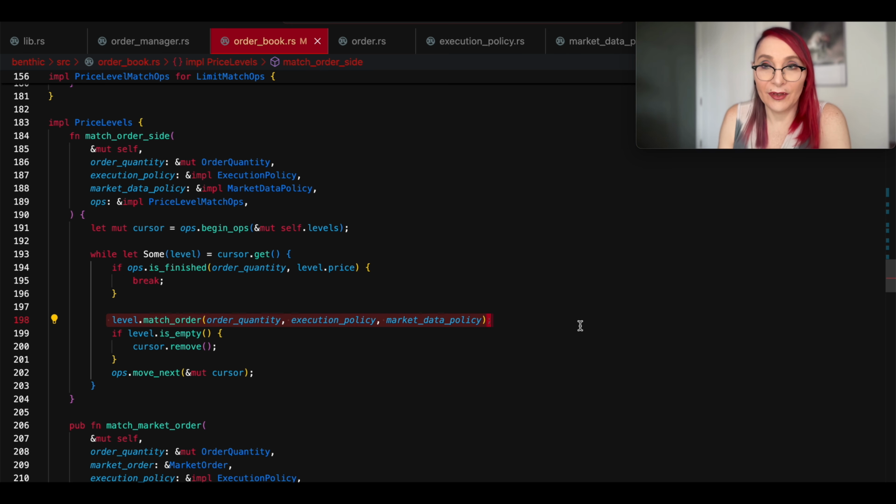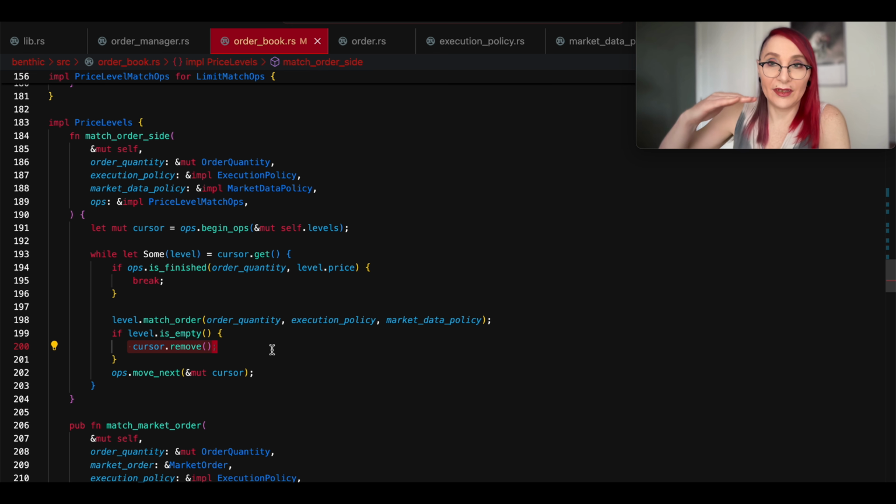And if we're good, we match the level, right? So we go with the quantity left on this order and we go to the level in the book and say, hey, do you have any orders to match with this order, right? If the level is empty after this whole matching, we would like to remove this level from the book, right?